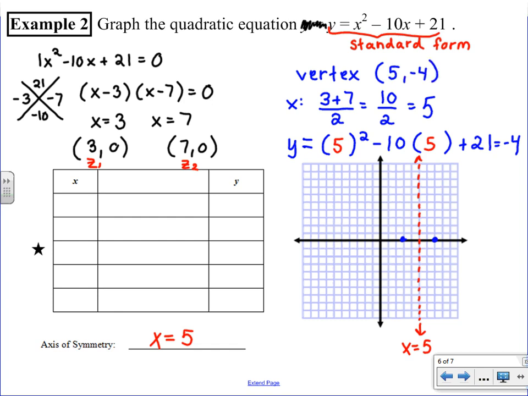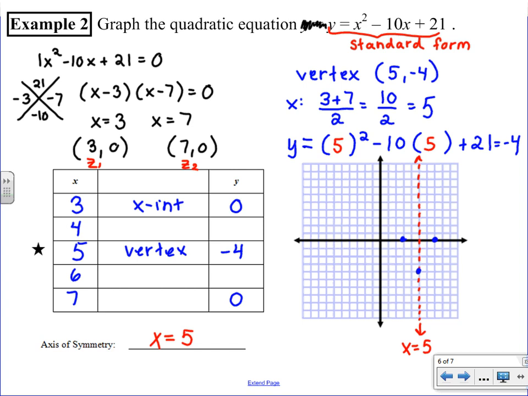So I can go ahead and graph that as well. 5, 1, 2, 3, 4, negative 4. On our table, we're always going to put our vertex in the middle. We don't have to show any work because we've already done that. And then we just want to probably go by ones. I'm going to notice 3 and 7 are in my table. Those are my zeros. So I already have the x-intercept in there.